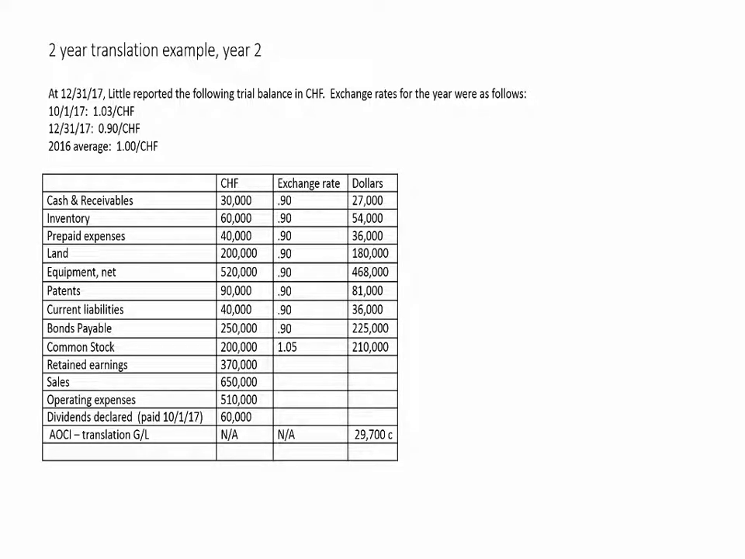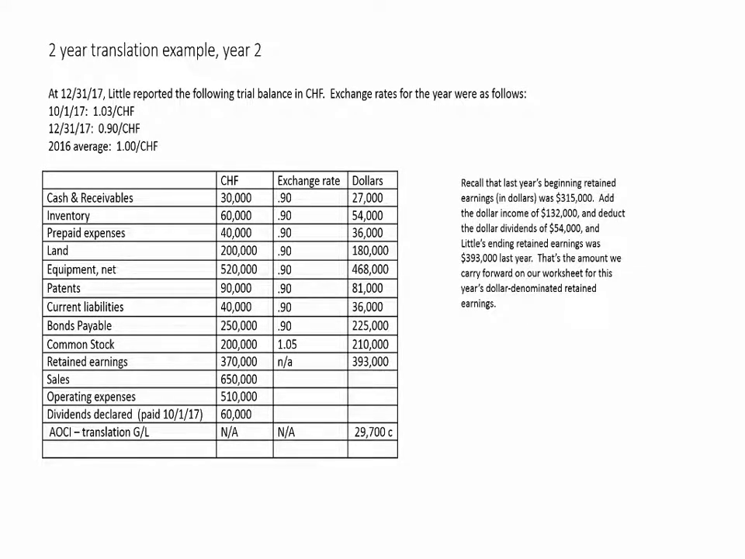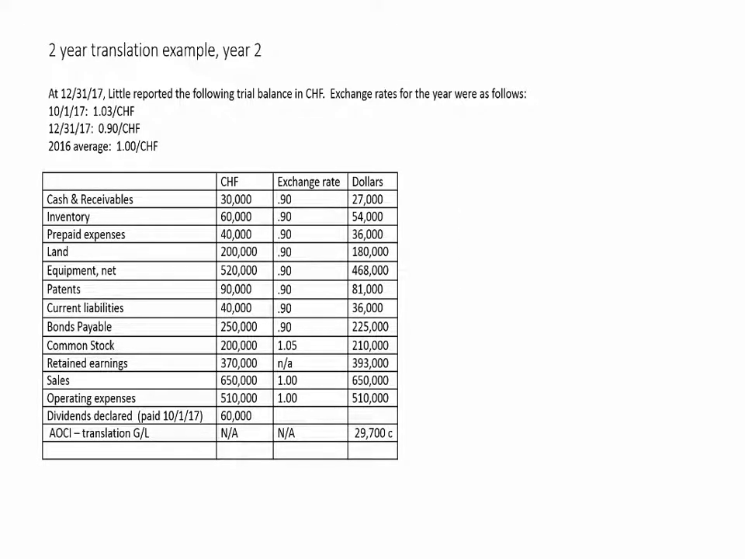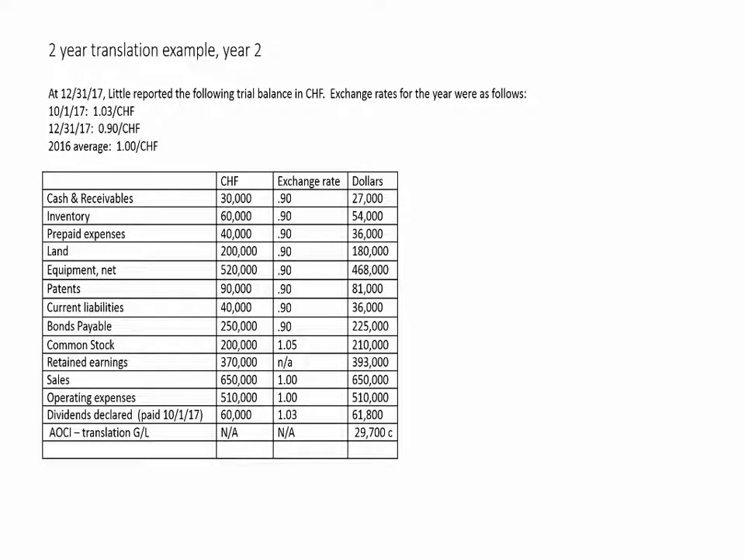Common stock, again, is going to be converted at the historic rate from the date of acquisition. Retained earnings we carry forward from last year's worksheet. Now recall that last year our beginning retained earnings was $315,000. We add the dollar income of $132,000, deduct the dollar dividends of $54,000, and so last year's ending retained earnings for Little, measured in dollars, was $393,000. And that's the amount we carry forward as beginning retained earnings for year 2. Sales and operating expenses at the average rate again, and dividends again at the exchange rate for the dividends.